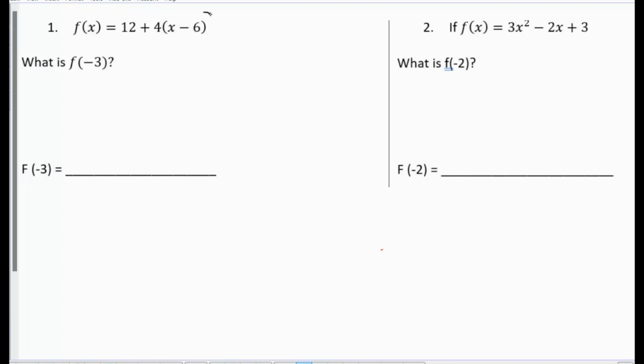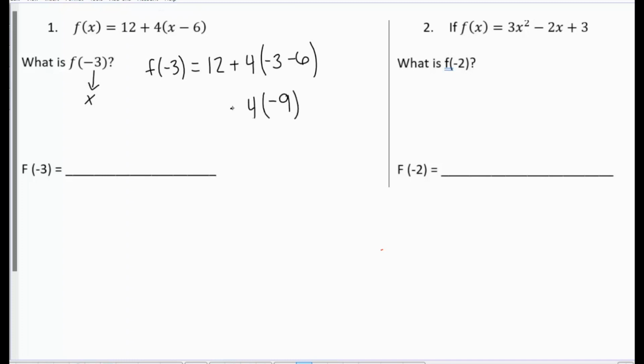First, some of you are going to see that there's a set of parentheses here, and we can start by getting rid of that. Or we can just straight away plug in negative 3. So let's try doing it both ways. First, I'm going to take negative 3, and I'm going to put it anywhere I see x. So I have f of negative 3 equals 12 plus 4 times (negative 3 minus 6). I know we follow PEMDAS, so parentheses goes first. Negative 3 minus 6 is negative 9.